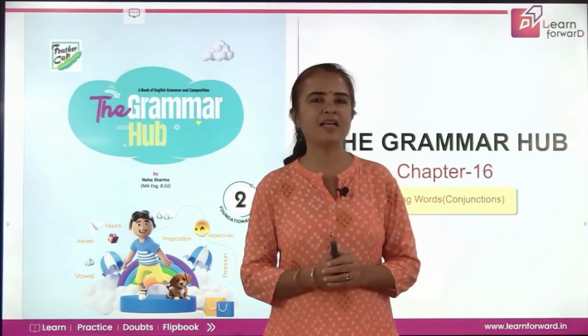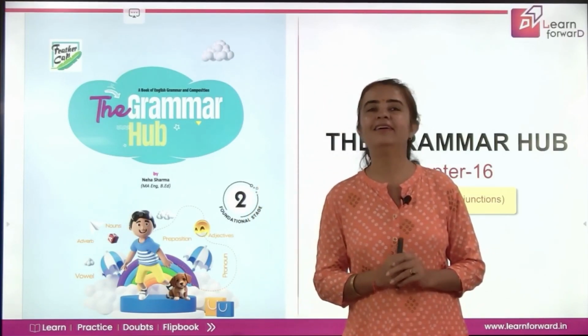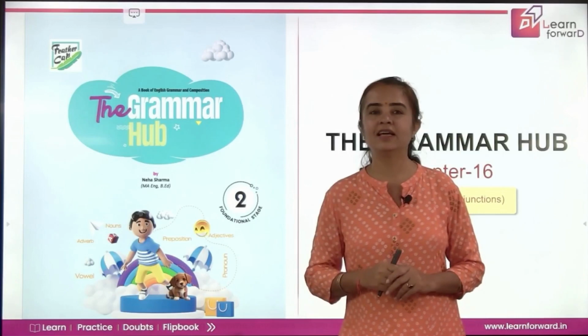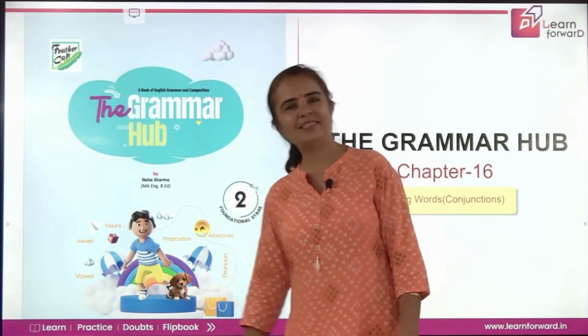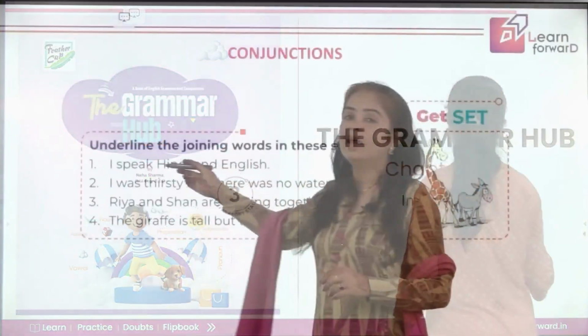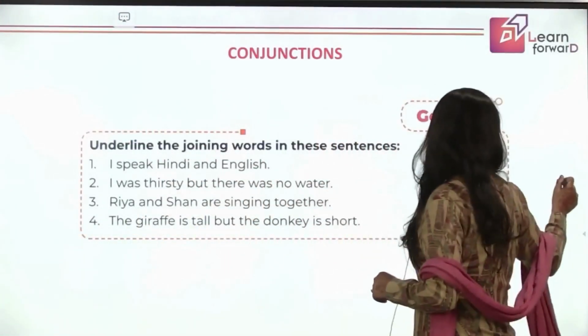Can you give me some examples? Perfect. And, or, but, very nice. And, or, also. So we'll be learning more conjunctions today. Let's start the journey. And here's an exercise: underlining the joining words in these sentences.